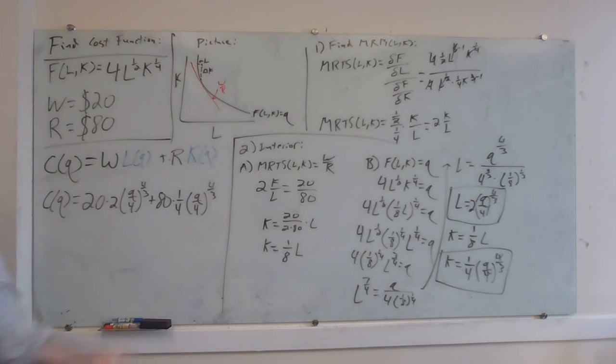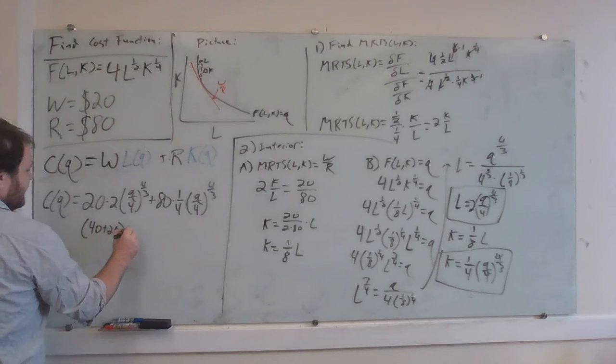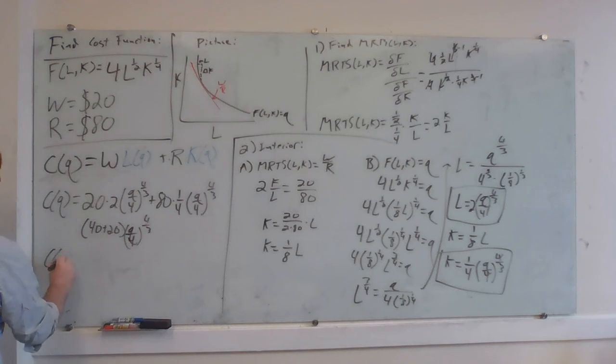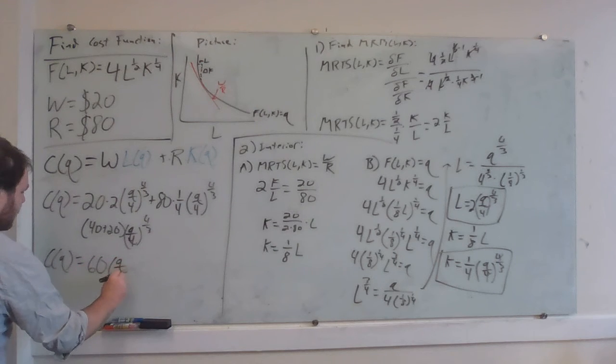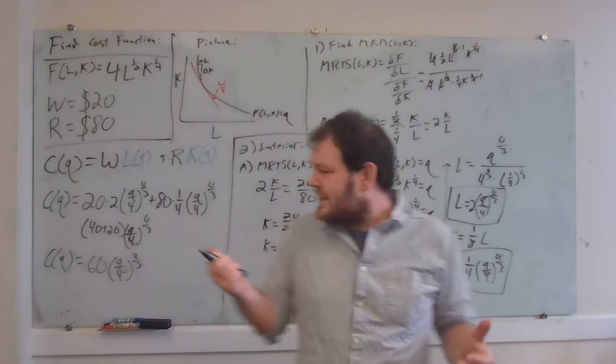20 times 2 is 40, 80 over 4 is 20, right? So 40 plus 20 times Q over 4 to the 4/3, right? So our C of Q is going to be 60 times Q over 4 to the 4/3. Beautiful. Okay, and there we go, right? This is going to be our cost function.